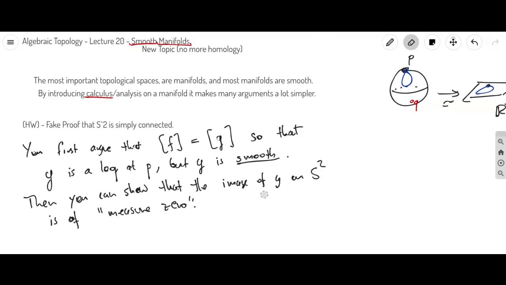And because it has measure 0 on the sphere, you would say that almost any point you pick at random will be outside of this loop, and so there are lots of points you can pick, and then the argument goes through just fine. But you can see that you have to introduce calculus in order to make this work.